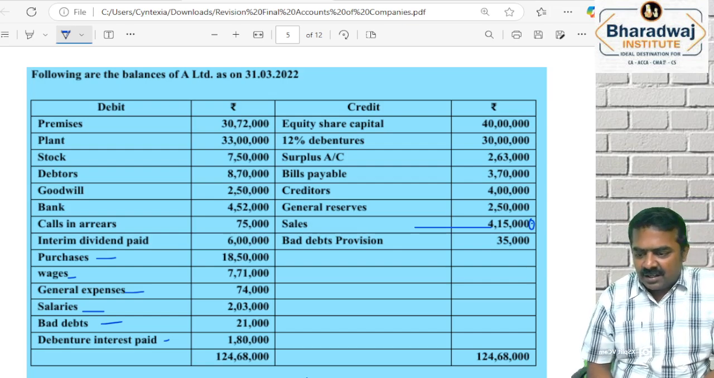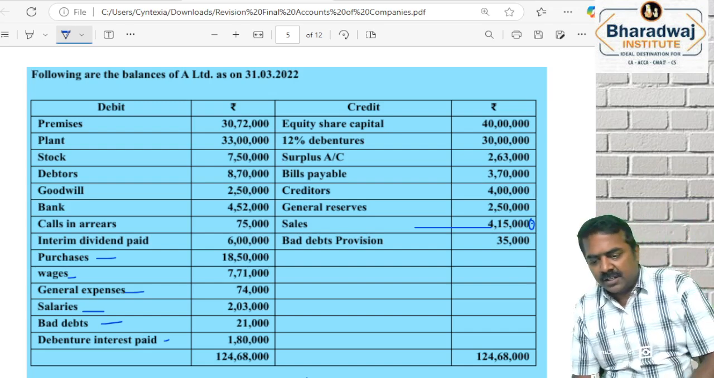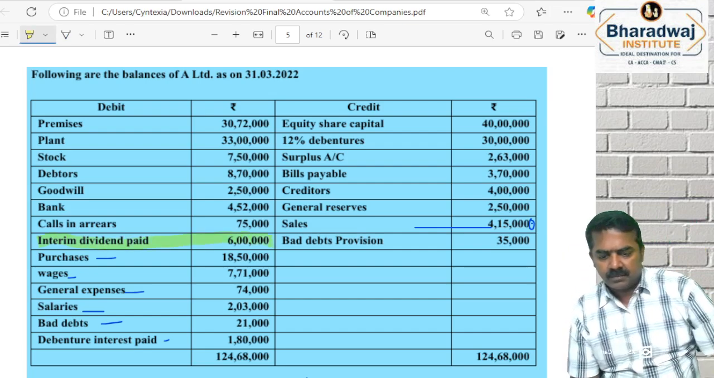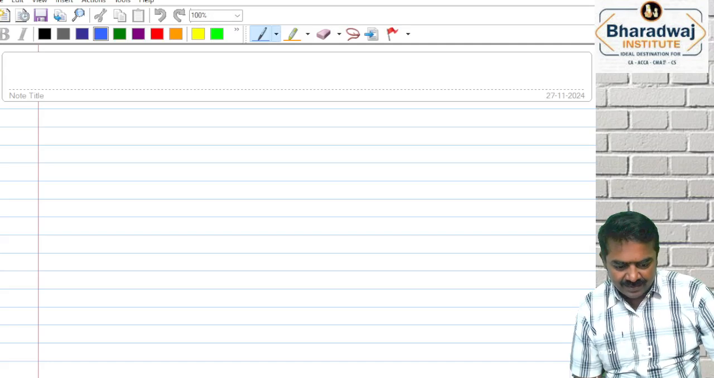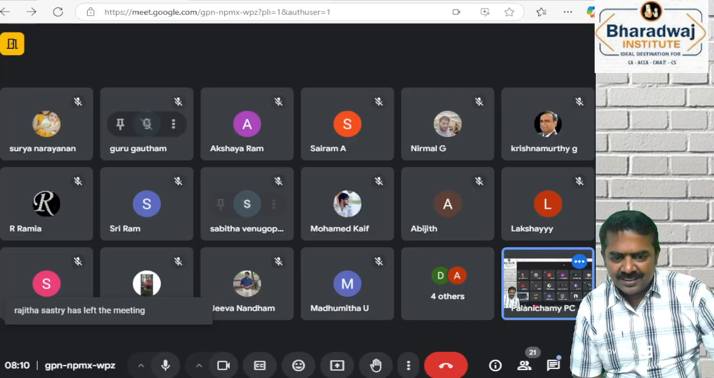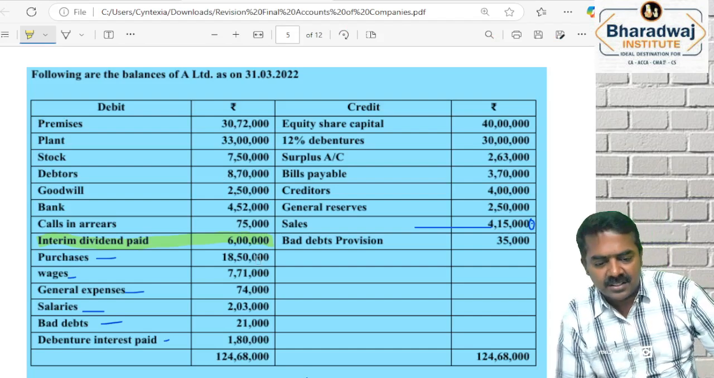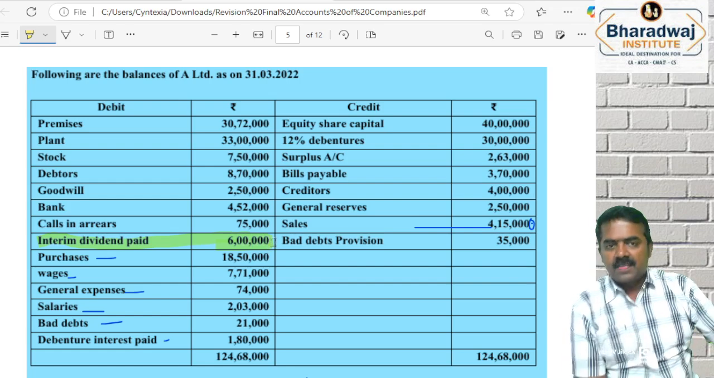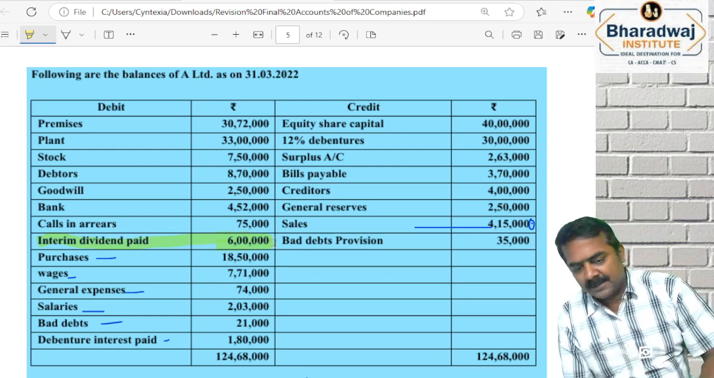Premises, plant, stock, of course debtors, goodwill, bank, calls in arrears, they are not connected to P&L account. Interim dividend paid has been given, and this will be adjusted in P&L account. The P&L account has a balance, so from there we'll adjust, and the balance sheet can be adjusted.